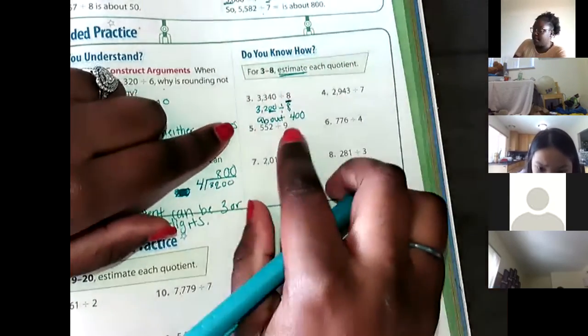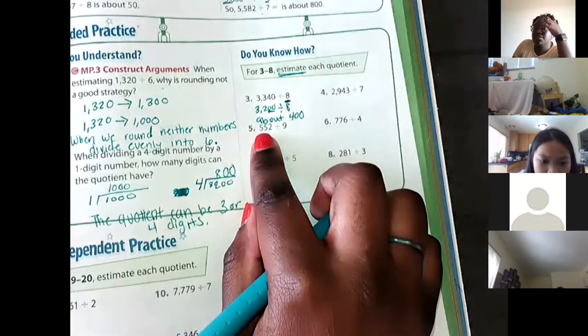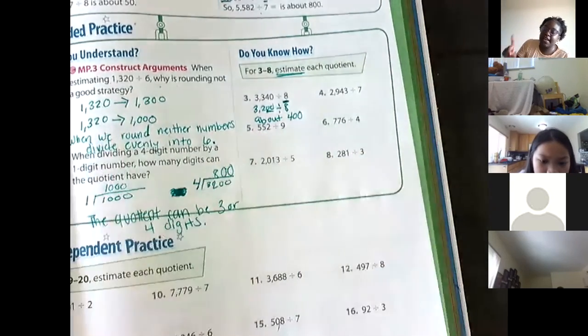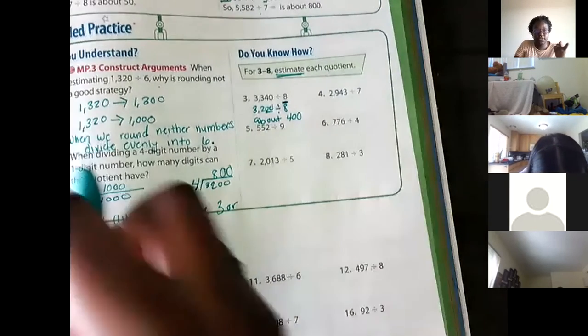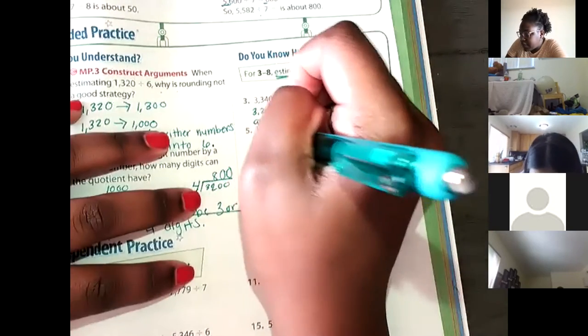What about here? Can 9 go into 552 evenly? No, but let's look at the multiples of 9. 9, 18, 27, 36, 45, 54. All right, well, 54 is close to 55. So let's change this to 540 divided by 9. And we will get about 600.